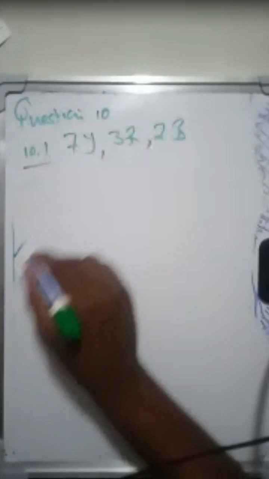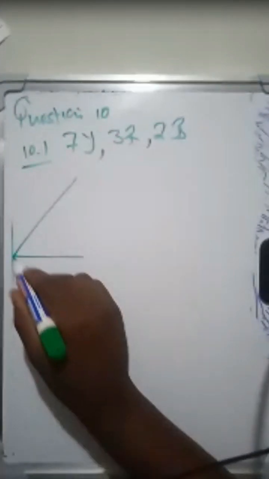Tree diagrams are used when you're representing 2 or more experiments. If you're using 2 or more experiments, you use what? The probability tree diagram. So the first experiment, a ball was chosen from the bag. The bag is having how many balls?